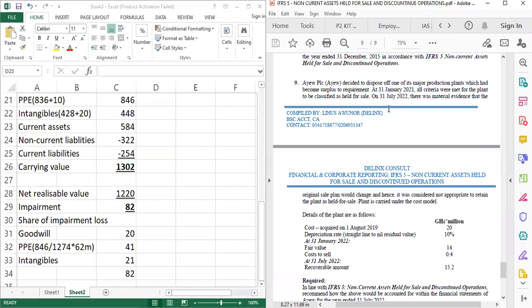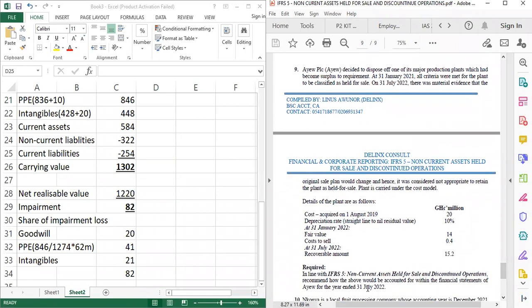31st July 2022. 31st, no. At held for sale is 31st January, 31st January 20 what? 21. Okay. So what is the reporting period? The reporting period is 31 July 2017, isn't it? All right. Okay. So when was the asset acquired?